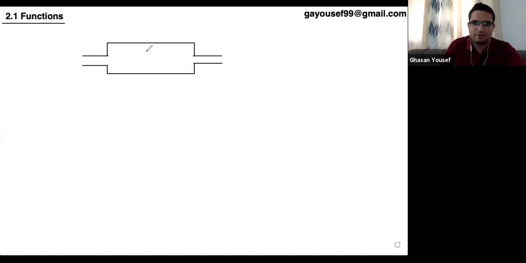And here is the f. This means f is a function, and this is my machine. The input here is like values.